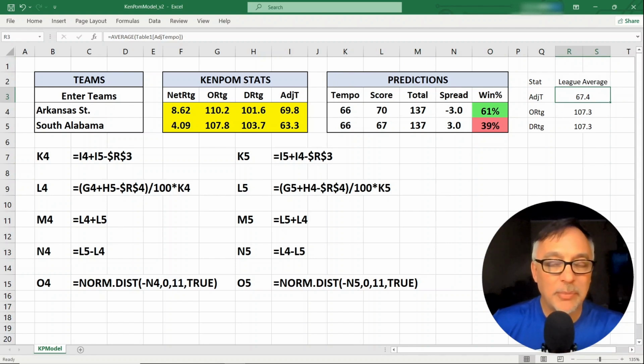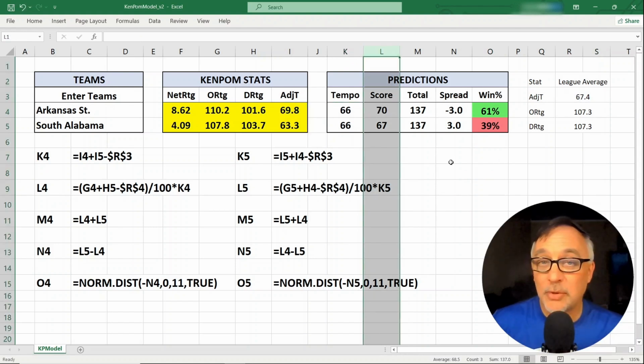I'm pretty sure KenPom does not do it that way. He actually says on his website that he thinks basketball is more additive than it is multiplicative. So what it really boils down to is a simple calculation. You just simply take the sum of both tempos and subtract the league average. That's all you do. Okay, now the score prediction is a little more complicated, but it makes a lot of sense when you break it down.